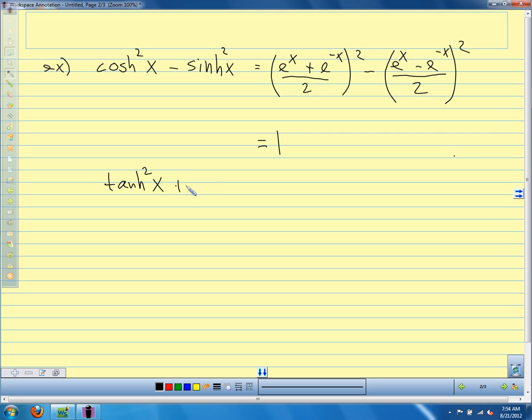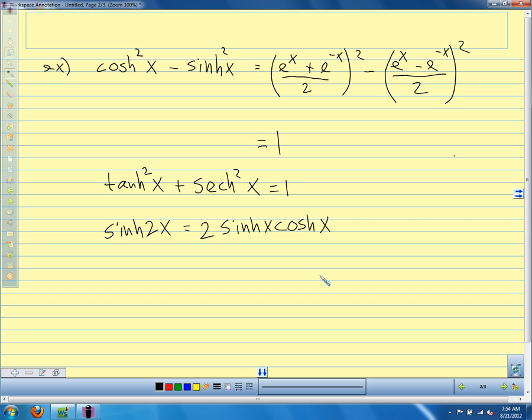Hyperbolic tangent squared plus hyperbolic secant squared x equals 1. Hyperbolic sine of 2x is 2 hyperbolic sine x hyperbolic cosine x.